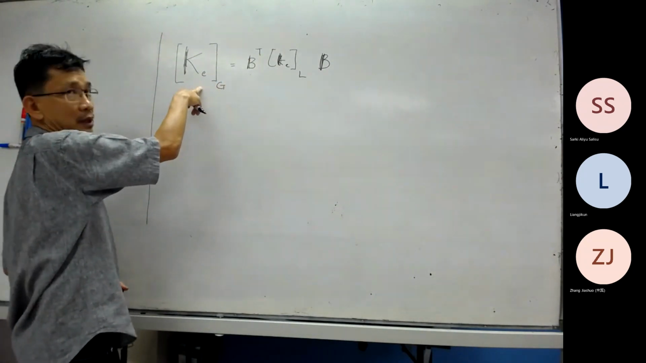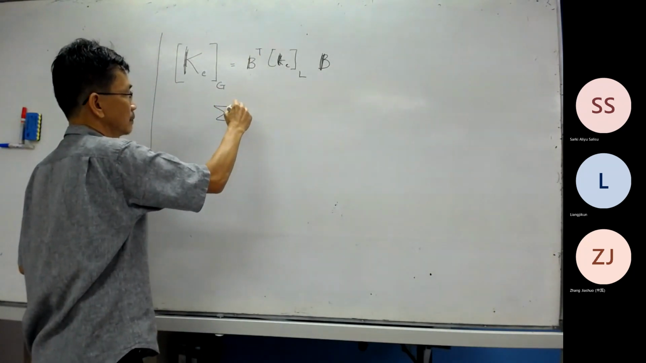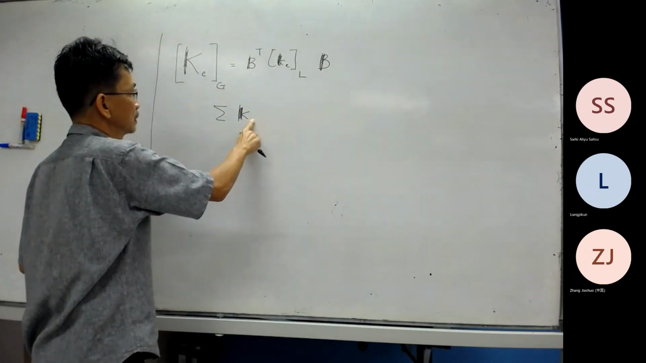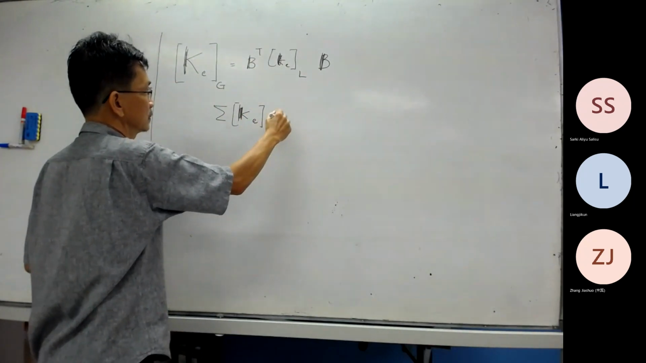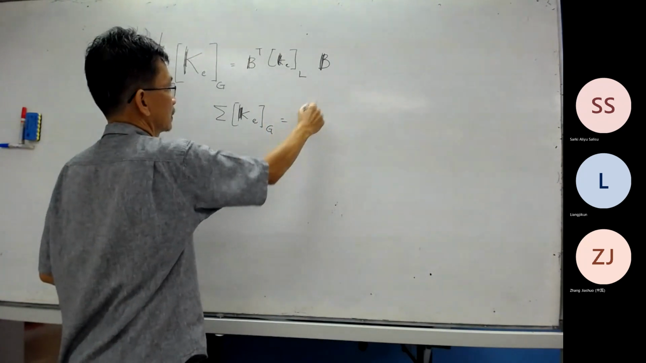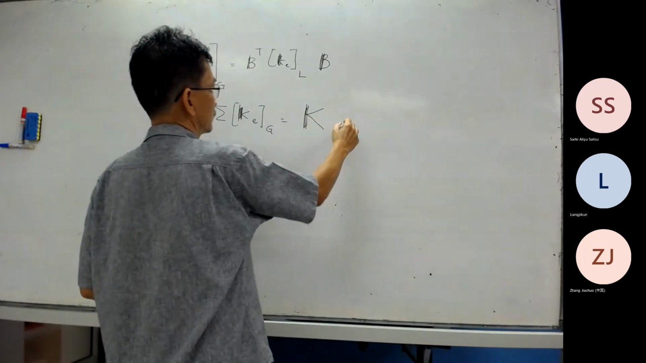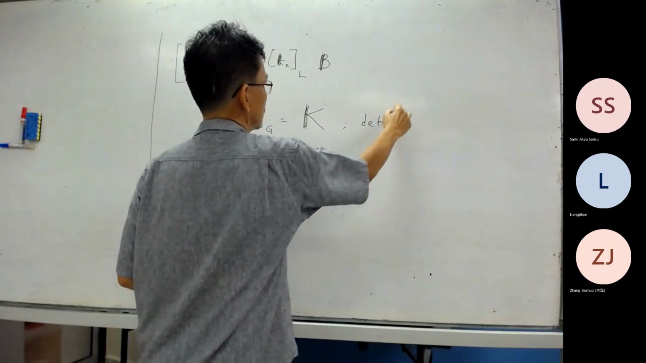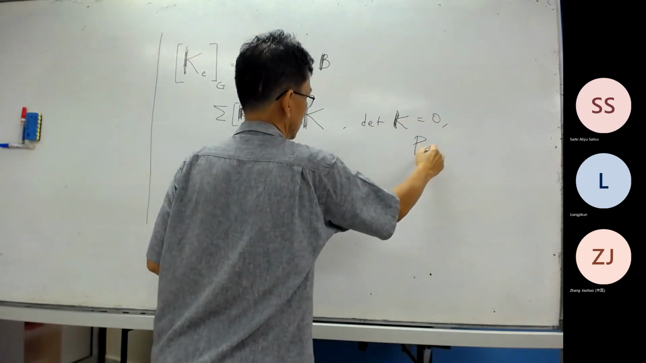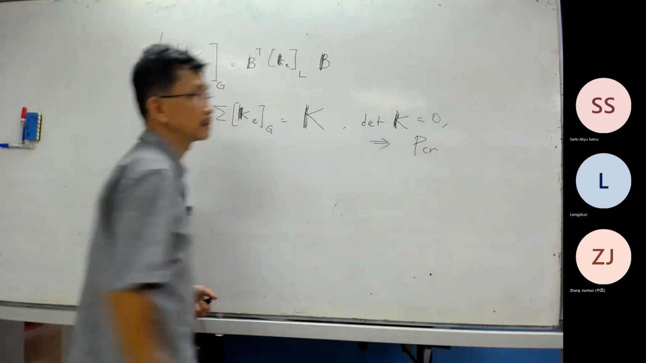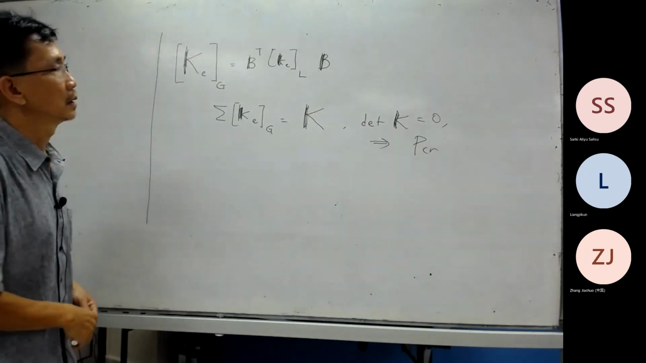Then after you get this, then you get the element level already transformed, then you get the structure level. You get the structure level big K, then after that determinant K equals 0, then you get the P critical. Okay. So that is the process.